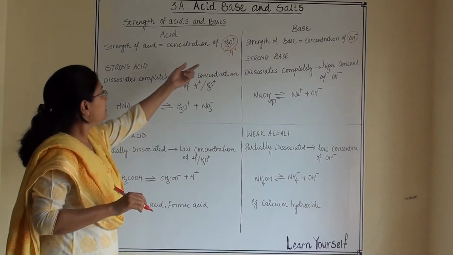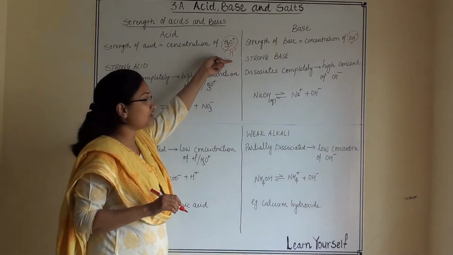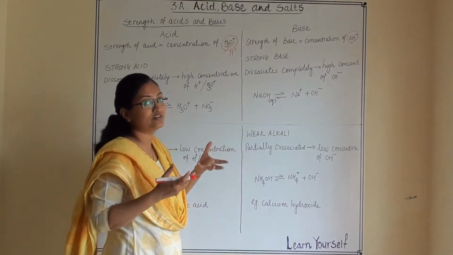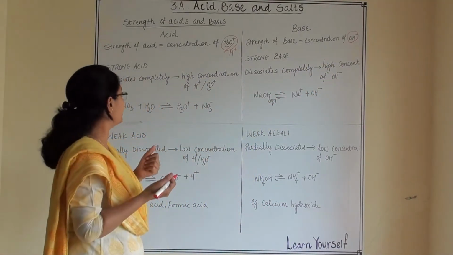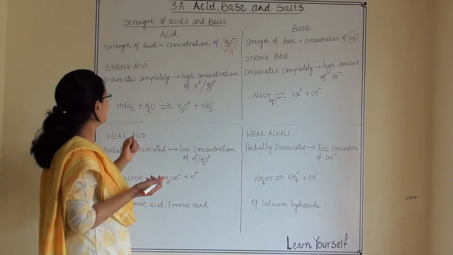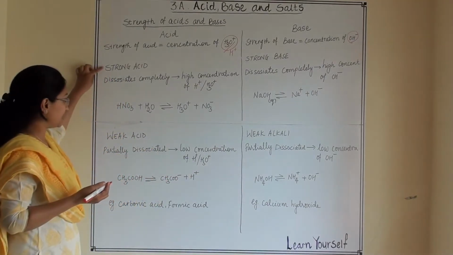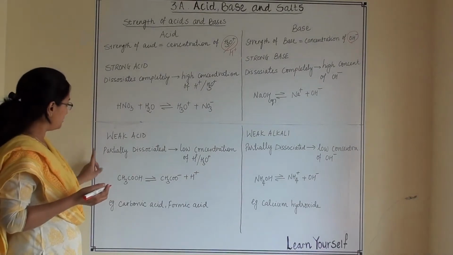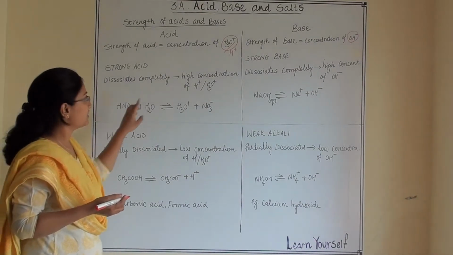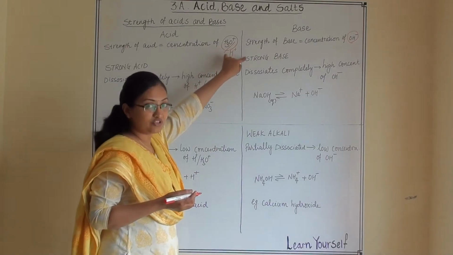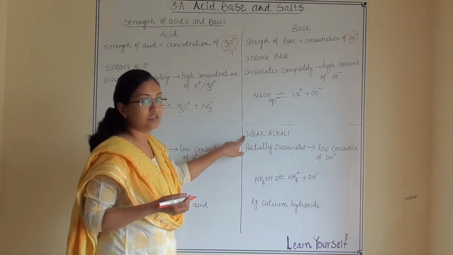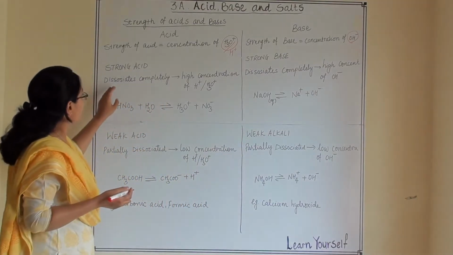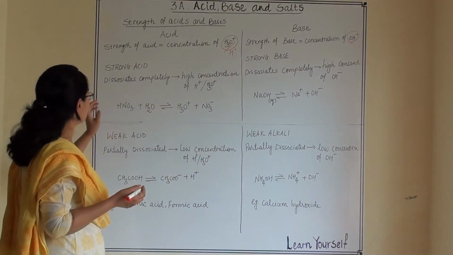So how will this concentration of hydronium ion or hydroxyl ion be generated in a water or aqueous medium? There are two criteria. Either it can be a strong acid or a weak acid. Either it can be a strong base or a weak alkali. Let us see the difference between these two.